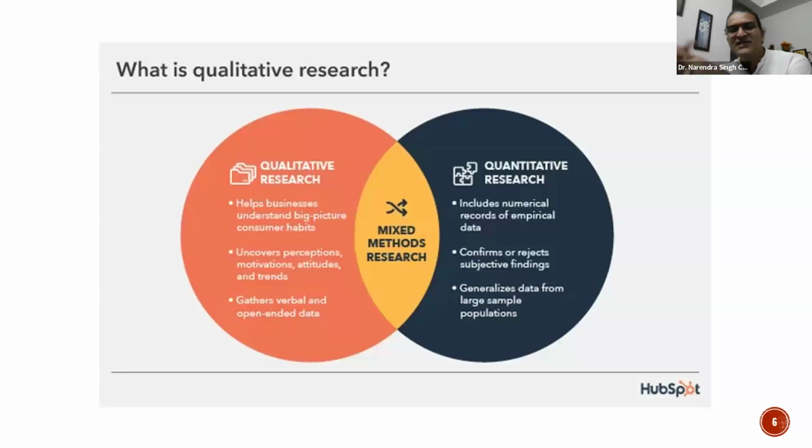Now, quantitative research helps me get numerical records of empirical data, to confirm or reject the subjective findings, or you can say the hypothesis that I have framed for my research. Then I try to generalize data from the large sample population. So when I'm combining both qual and quant, the best part is that I can see the causal relationship, but why this relationship is coming in a certain way, I can easily get from qual research. I hope this is clear.